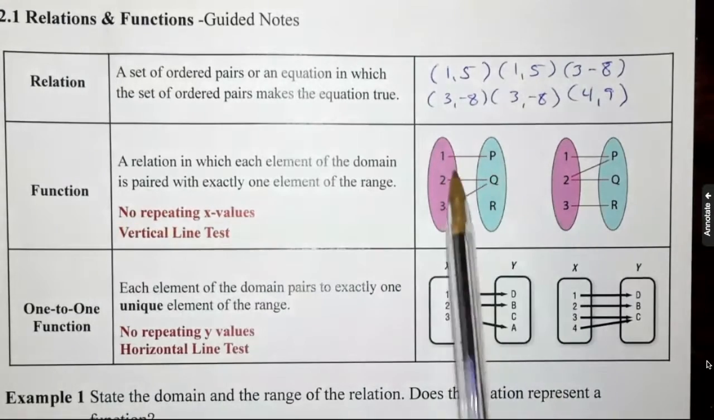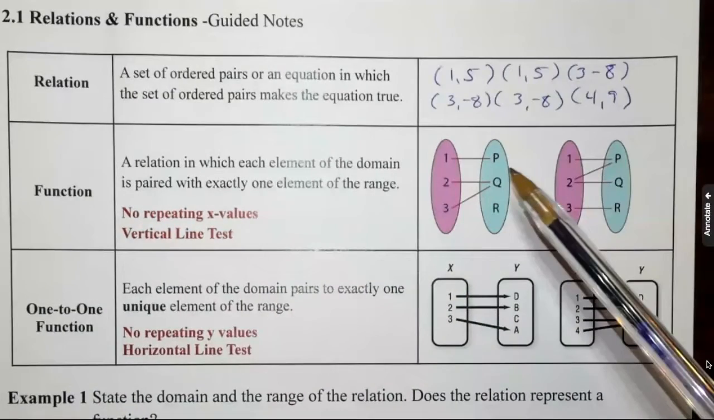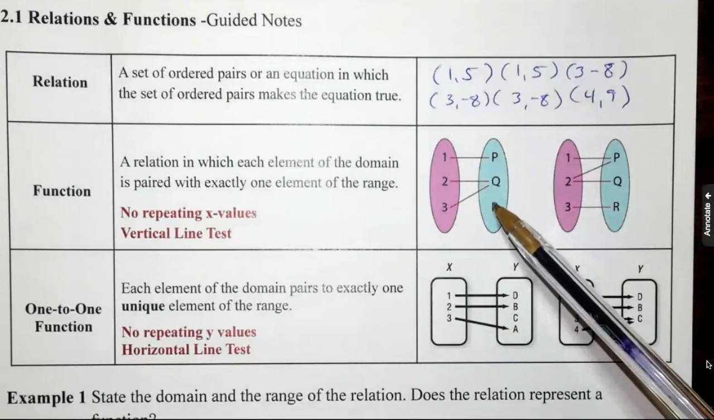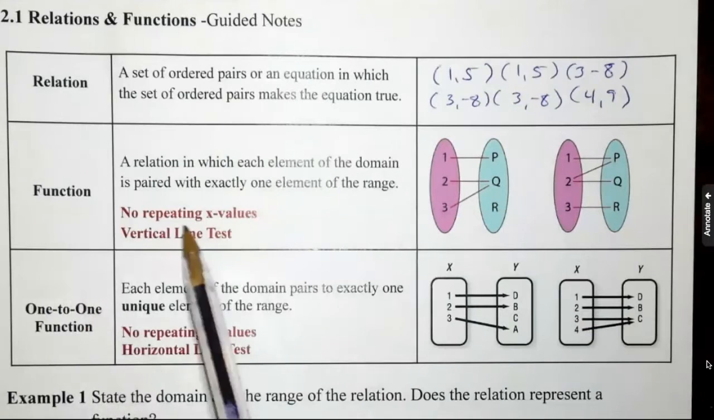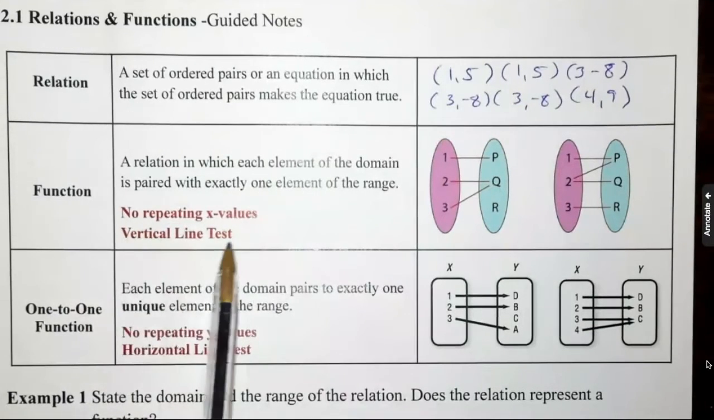I see 1, 2, 3. There are no repeating x values. Even though the y's are repeating, I have p, q, q. Even though the y's are repeating, it doesn't matter. To be a function, it needs to have no repeating x values. And we will see that when we are looking at a graph, we're going to do a vertical line test.